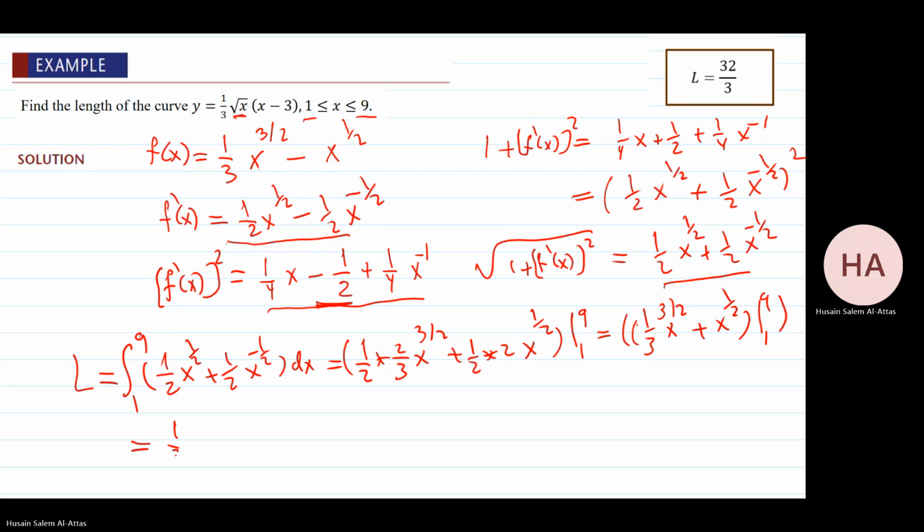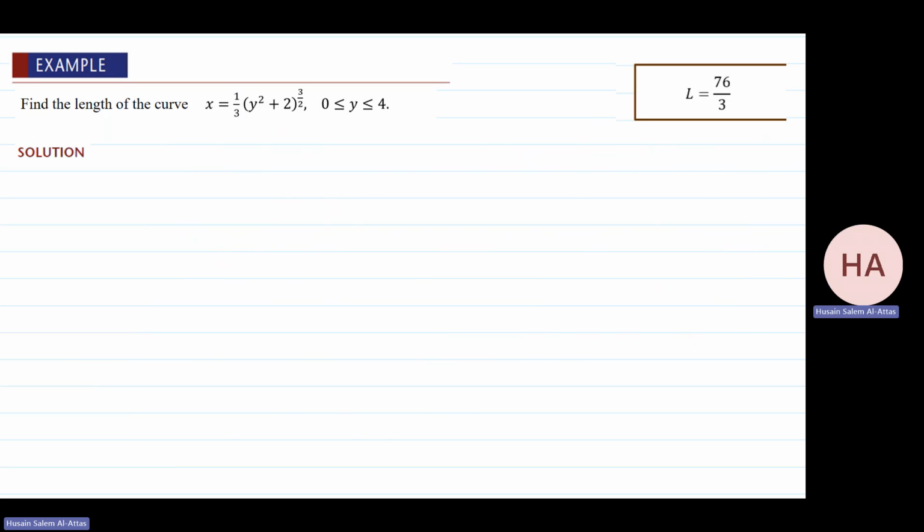That gives me what? 1 over 3 times square root of 9 cubed, this is 3 cubed, 27. Plus what? Plus 3. Okay. Minus 1 over 3 plus 1. That is 9 plus 3, 12, minus 1. That will be 11 minus 1 over 3, which is 32 over 3, which is this. Just a matter of calculation. Yeah. But you need to be careful.